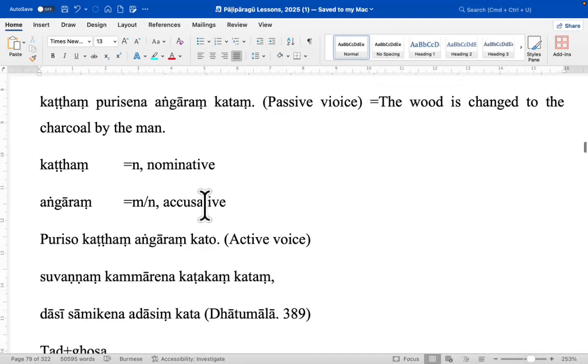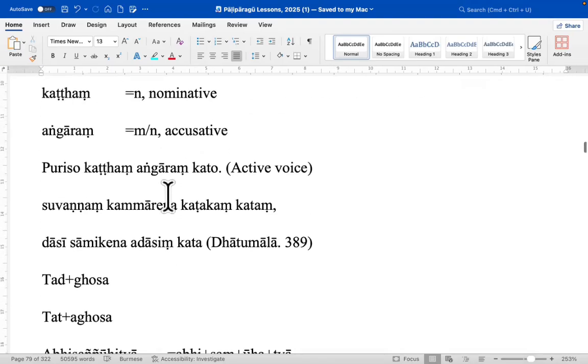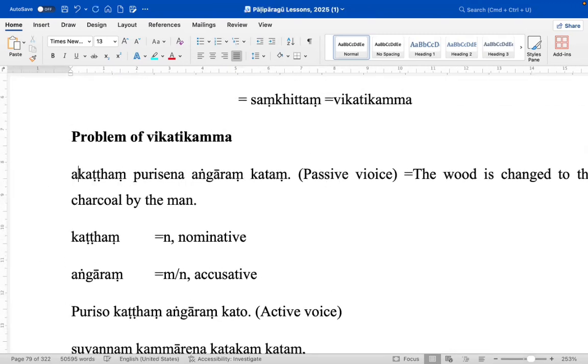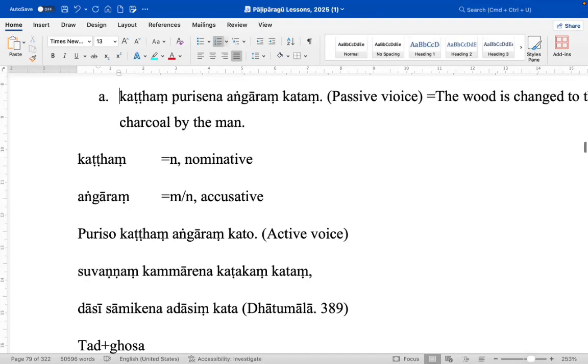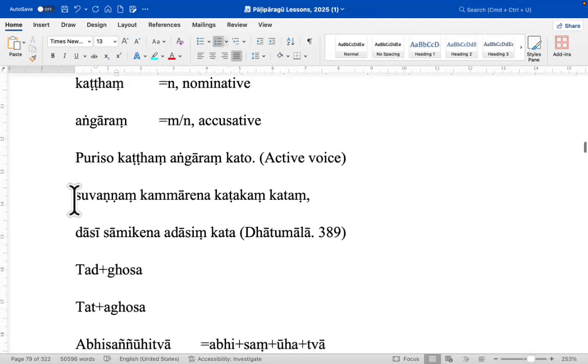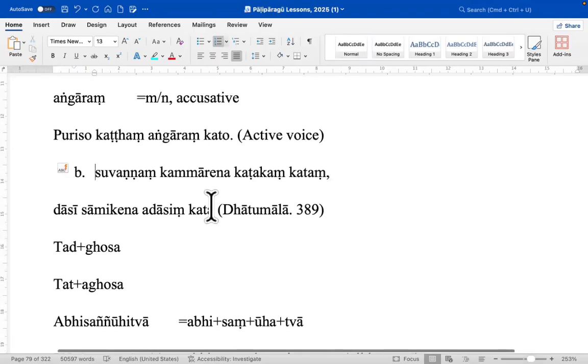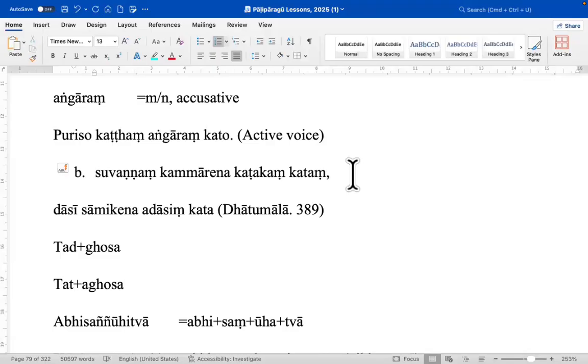Okay, next sentence. This is example 1. This is example 2: Sunan, Kamarina, Katakan, Katan. This is also passive voice.